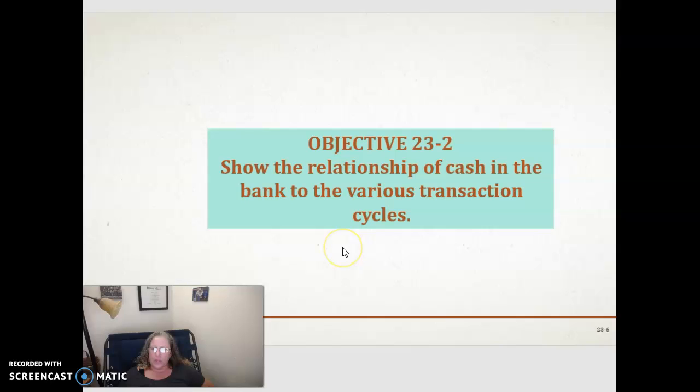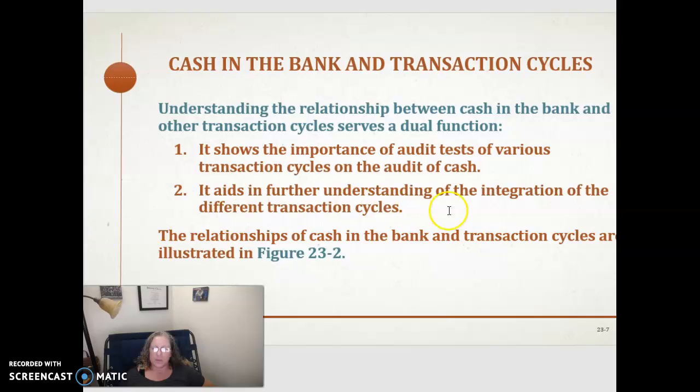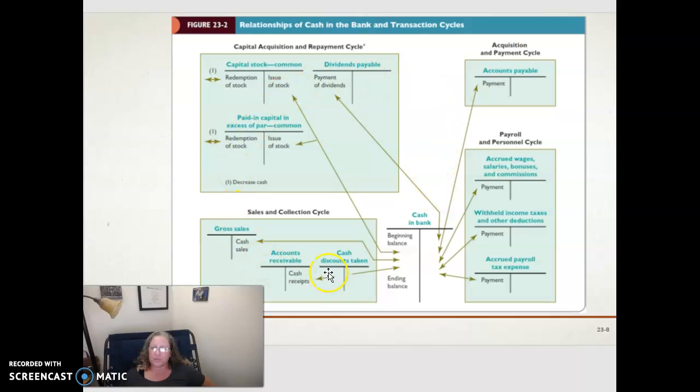Next is to show the relationship of cash in the bank to the various transaction cycles. Understanding the relationship between cash in the bank and other transaction cycles serves two purposes. It shows the importance of audit tests of various transaction cycles on the audit of cash, and it aids in further understanding of the integration of different transaction cycles. We will take a look at the relationship of cash in the bank and transaction cycles here.